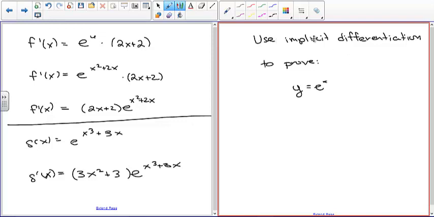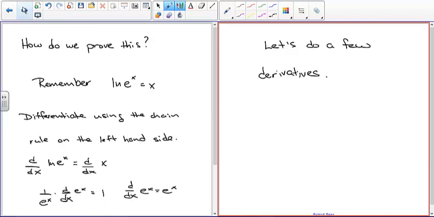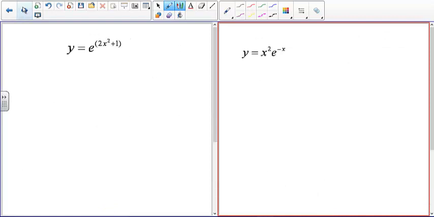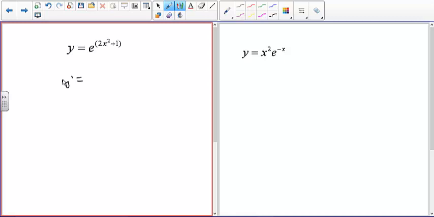Okay, I already did that. Actually, we didn't do that one. So again, think about this. y prime: take the derivative of the exponent, multiply by the original function.